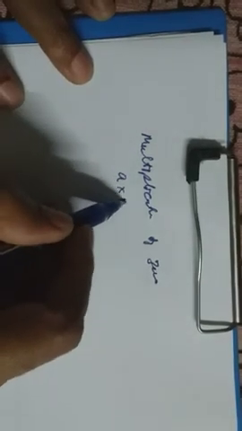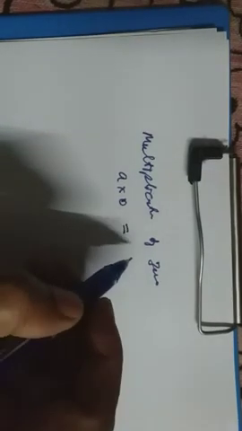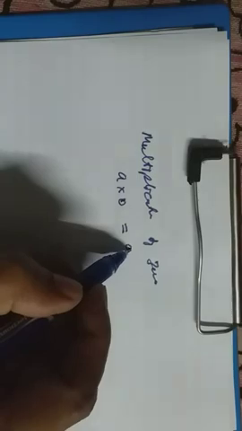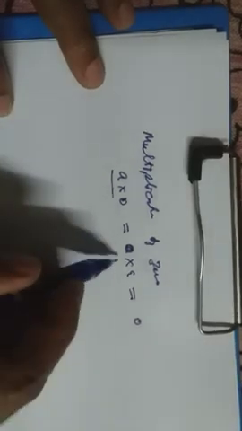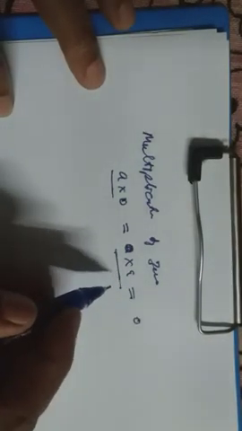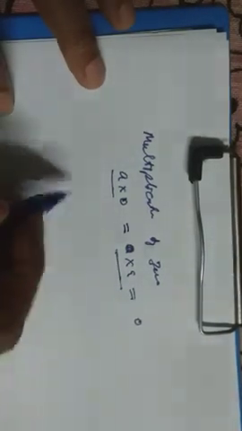So the next topic is multiplication by 0. You can take any integer A and multiply it by 0, and by the commutative property we can write A into 0 is also equal to 0 into A. The result will be 0. If you multiply any integer with 0, or 0 multiplied with any integer, it is 0.